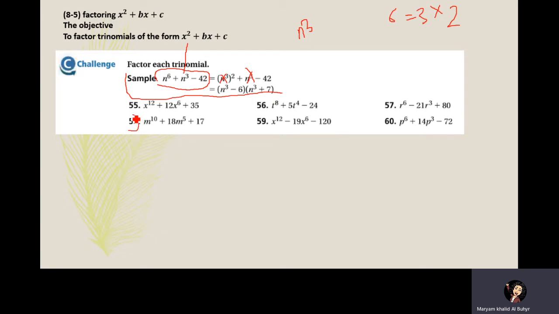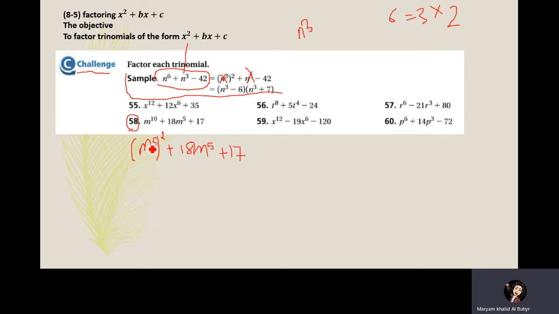Let me solve with you one from these exercises. Remember, these are just for your knowledge. They are just challenging exercises, but you might have it in Pearson. So I can just rewrite this as m to the power 5, all this to the power 2, plus 18 m to the power 5, plus 17.